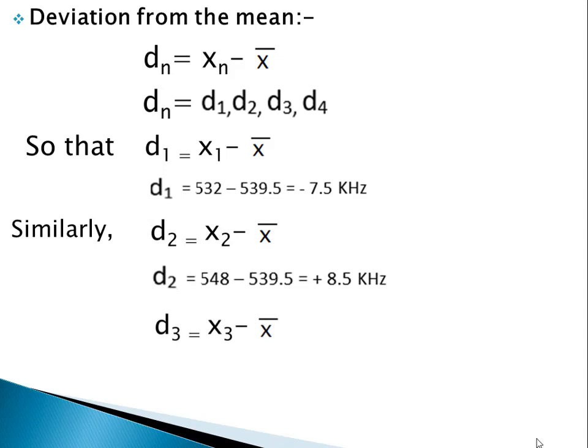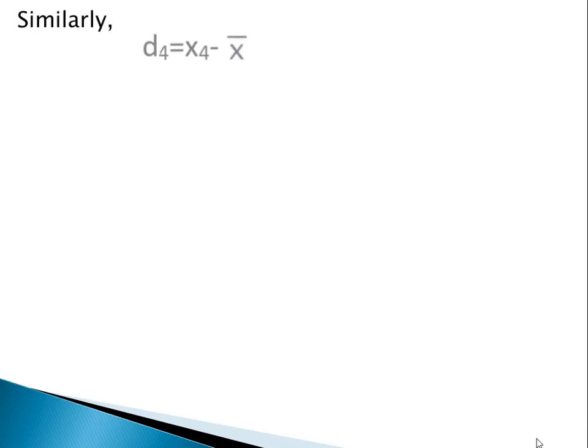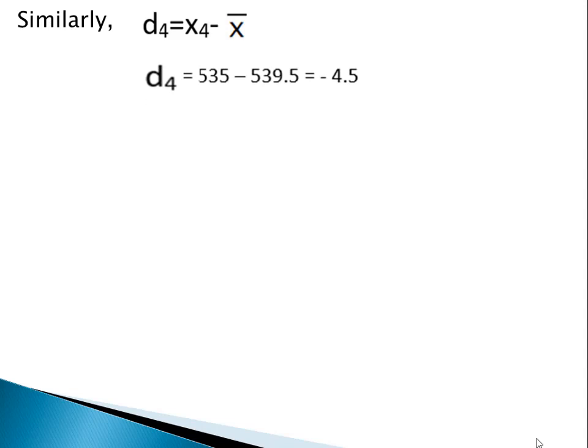Similarly, d3 is equal to x3 minus x bar. Substitute the value here. d3 is equal to 543 minus 539.5. After calculation, d3 is equal to plus 3.5 kilohertz. Similarly, d4 is equal to x4 minus x bar. Here we know the value for x4 and x bar. Substitute the value in the above expression, so that d4 is equal to 535 minus 539.5, that is equal to minus 4.5 kilohertz.